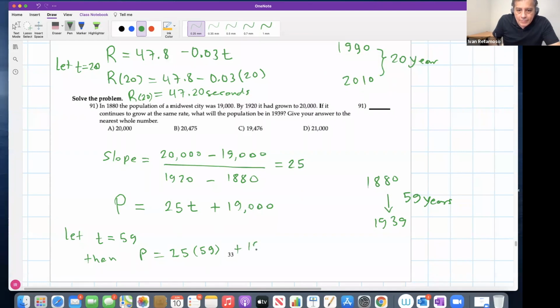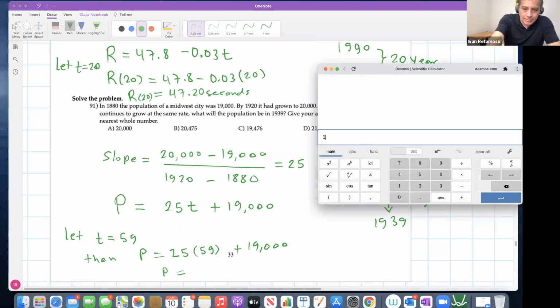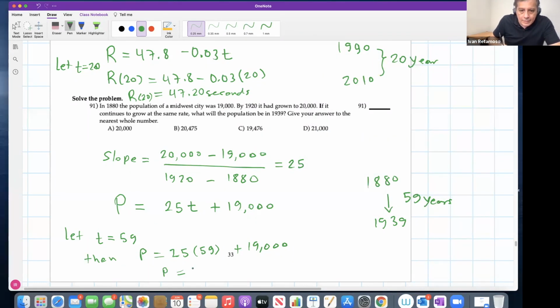Plus 19,000, right? So the final answer should be 25 times 59, the number of years that have passed, plus the original population, 19,000. That is 20,475, right? As you can see, it's here. Very good, guys. 20,475.